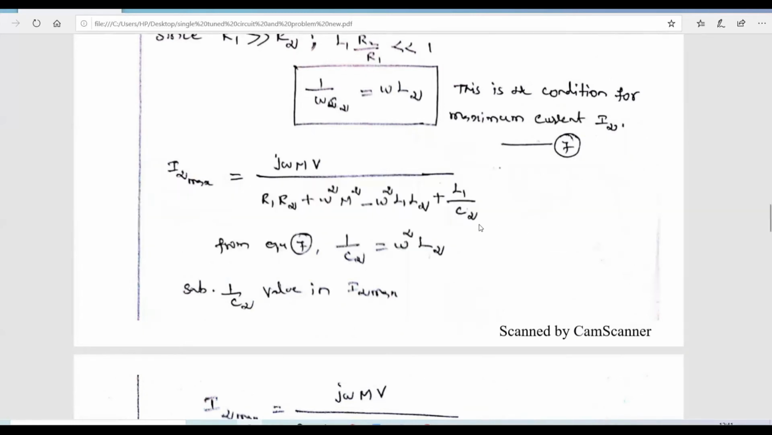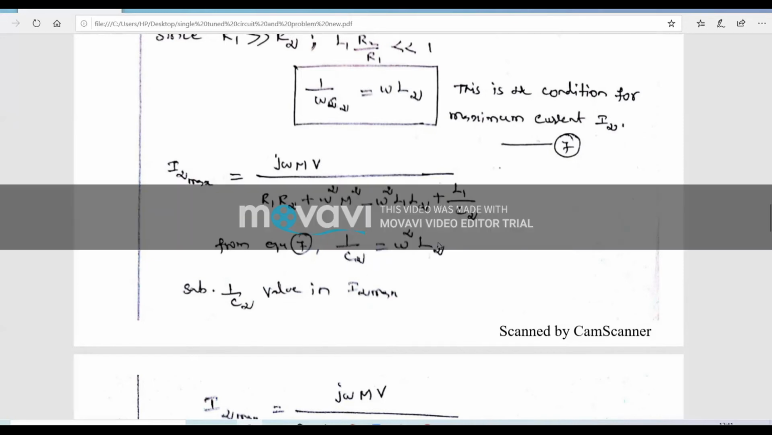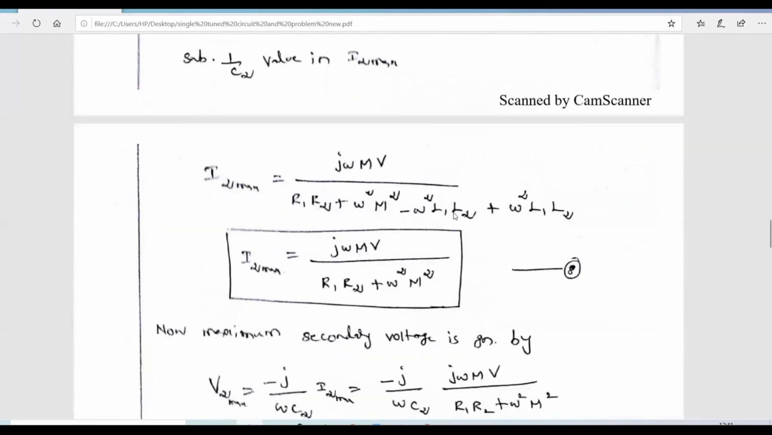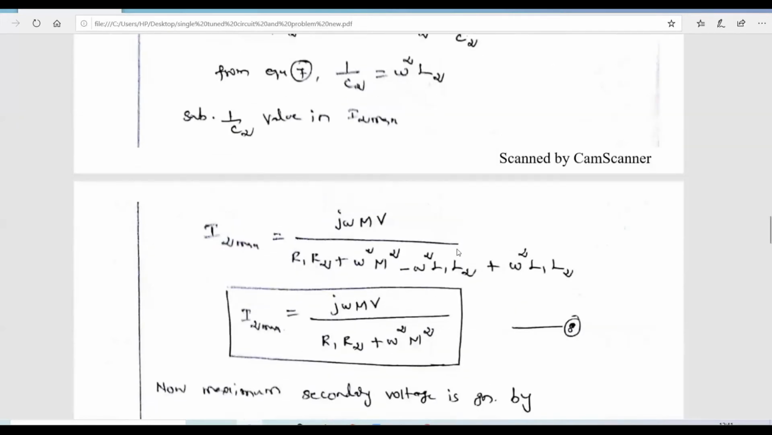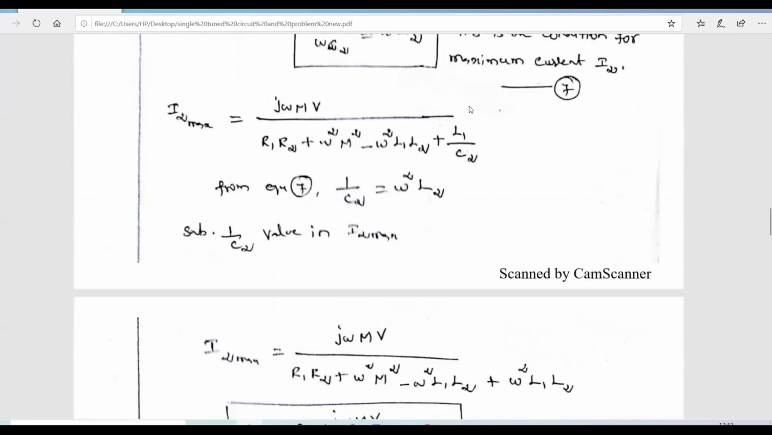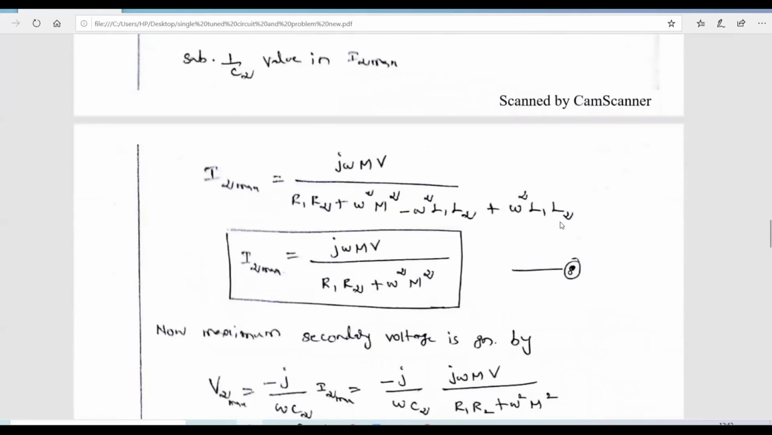Okay, this is the case, and in this expression we have to substitute this condition. In this condition, 1 by omega C2 equals omega L2. From this, 1 by C2 can be written as omega squared L2. Instead of this C2 term, you see in the denominator 1 by C2 is there, so we have to put omega squared L2. If we substitute, we convert this L1 divided by C2 term into this.